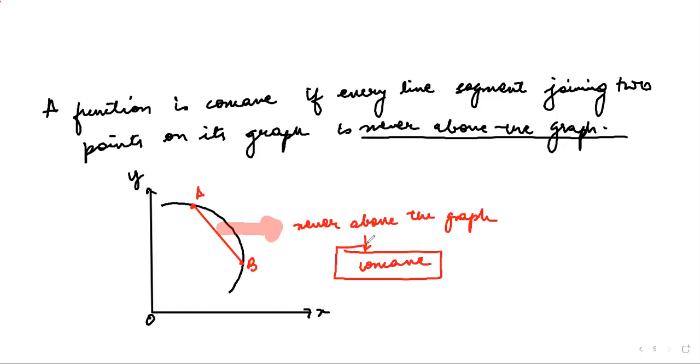You can take the 2 points to be as close as you want them to be. So I could have taken the points to be this. But even this line is never above the graph. It's below the graph. So it is concave.